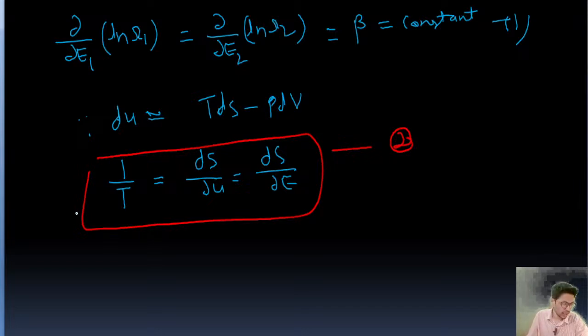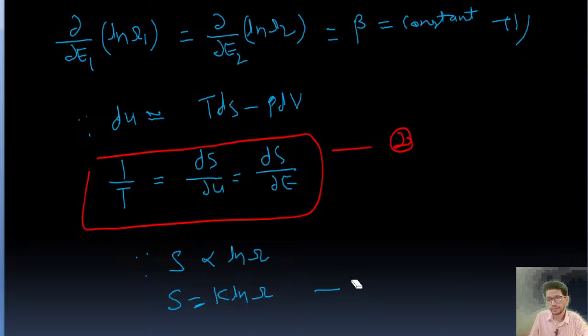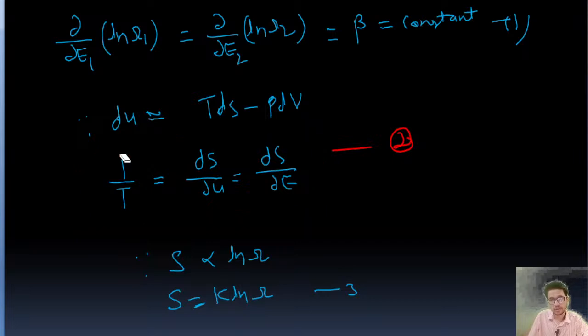Now, since we know that entropy is proportional to ln Ω, we can write S equals k ln Ω. This is equation number 3.